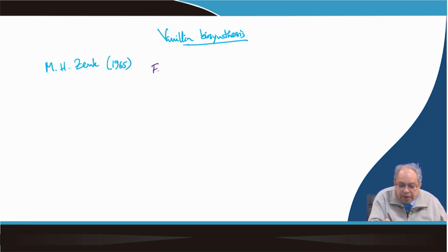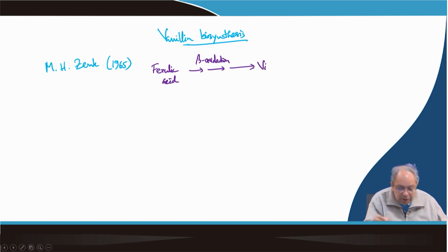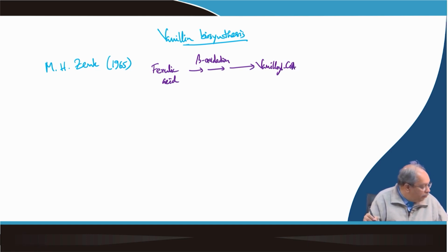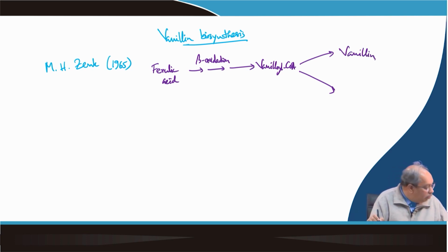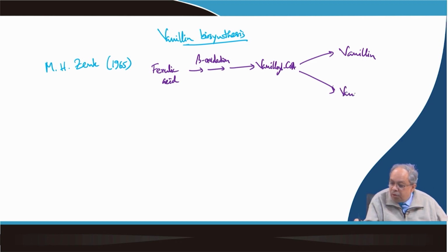I have mentioned ferulic acid in one of the previous slides. Ferulic acid, through a beta oxidation route, may produce vanillyl CoA, and this subsequently, by elimination of hydrogen, produces vanillin, or it can also produce vanillic acid. Vanillin and vanillic acid structures are pretty much the same.